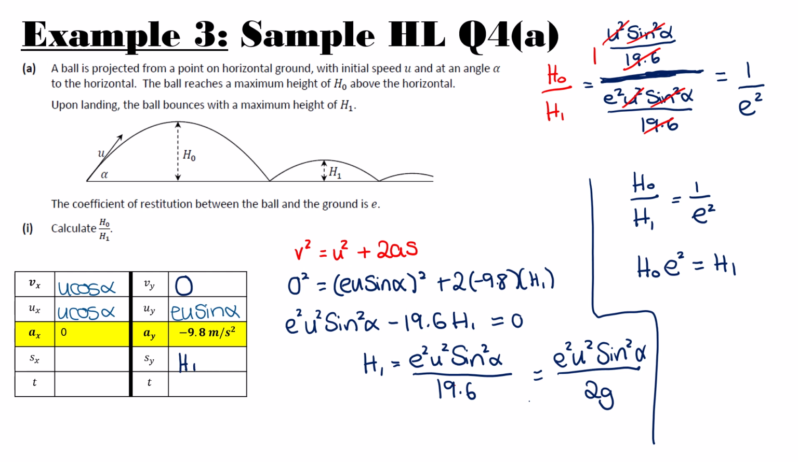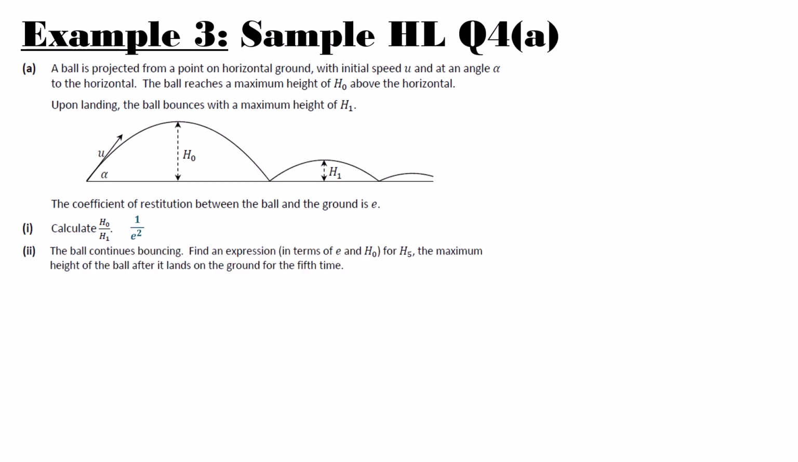So basically what we're saying is the height of the second bounce, H1, is going to be H0, the initial maximum height, times E squared. So not just E, but E squared. And that's going to help us now with that second part. So the second part is the ball continues bouncing. Find an expression in terms of E and H0 for H5, the maximum height of the ball.